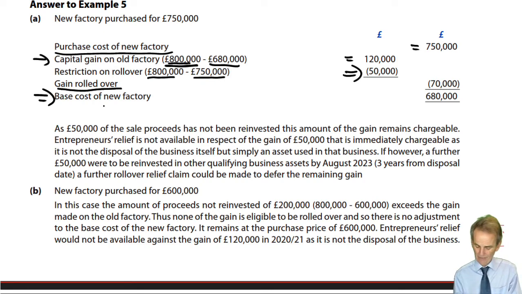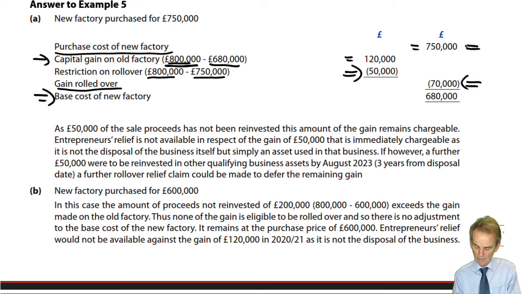There's your gain rolled over. That is your rollover relief. That is a balancing figure of £70,000. 50 of the 120 gain is chargeable immediately, leaving us with the remaining 70,000 eligible for deferral.